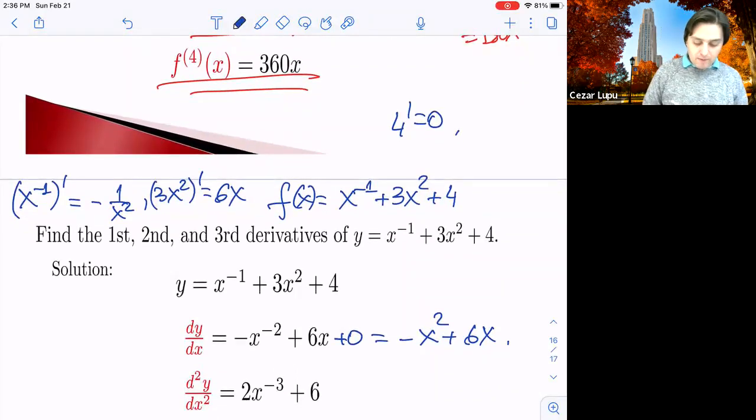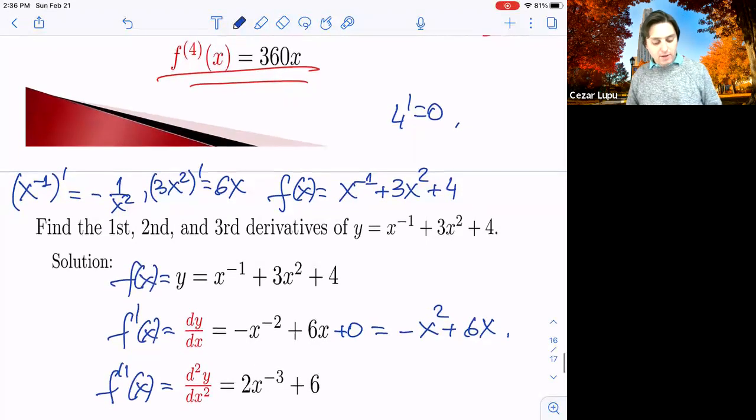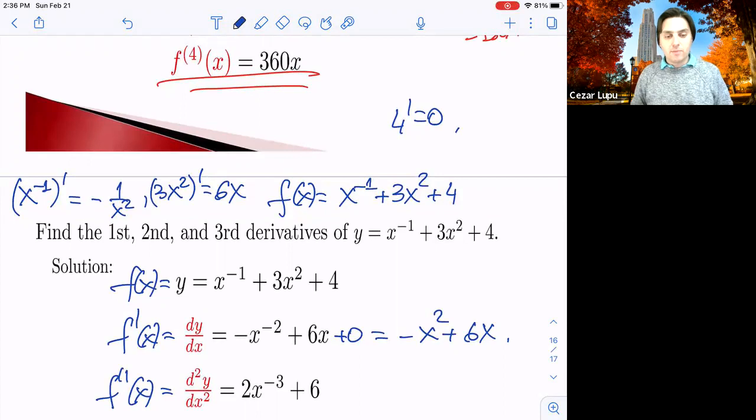The derivative of negative x to the negative 1 again, you will use the power rule. It will give you 2 times x to the negative 3, with negative negative becoming positive. This is f prime of x, this is f second prime of x, if you want. Like I said, if you don't like the notation, 6x prime will be 6.